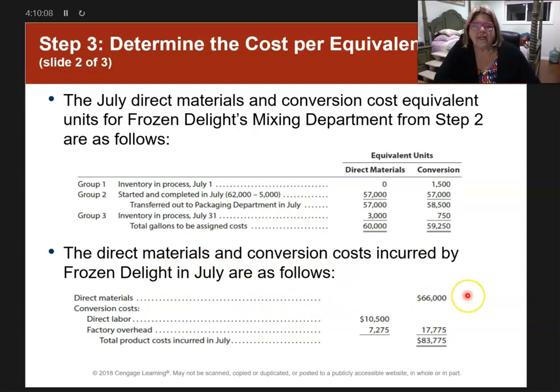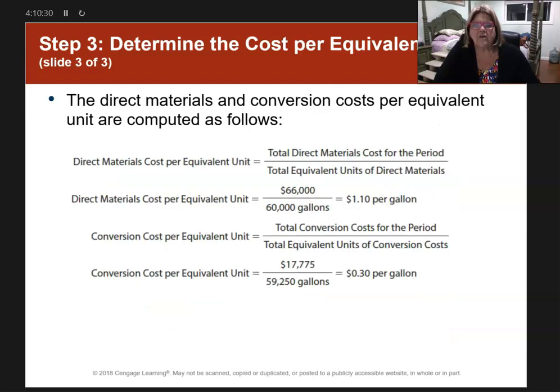So for direct materials, I had 66,000. And that was, if I believe correctly, on 60,000 EUPs of direct materials and 59,250. And my total overhead was 17,775 divided by this. So let's take a look at this. So here I've actually taken my total direct materials cost for the period divided by my EUP for direct materials only, and we come to $1.10 a gallon.